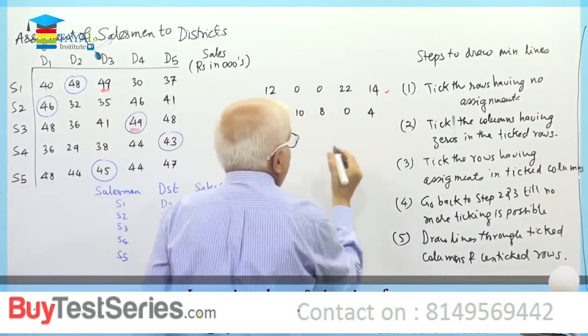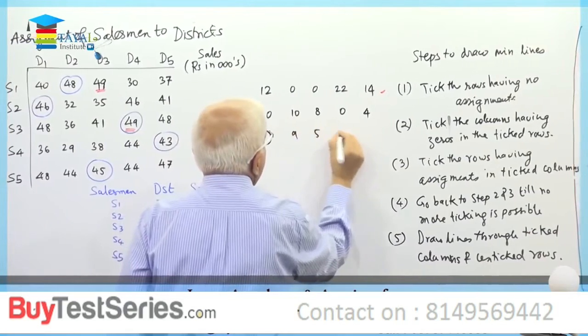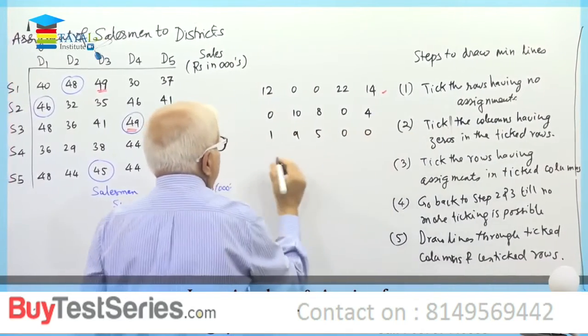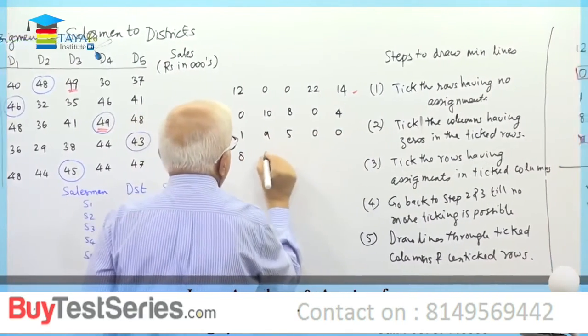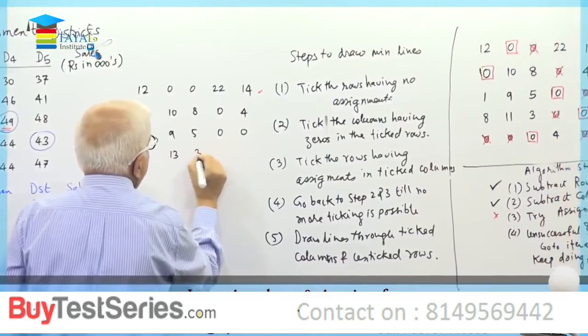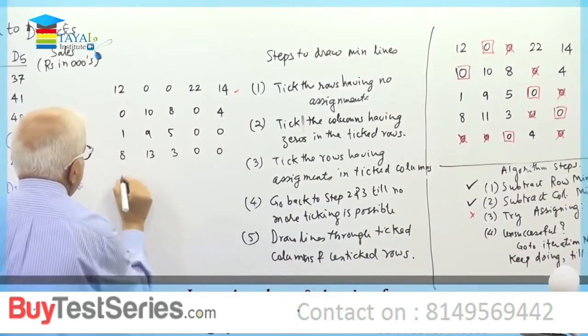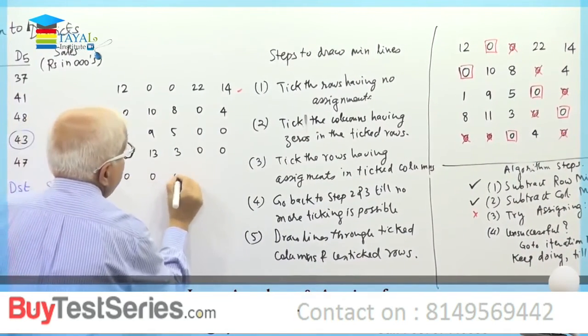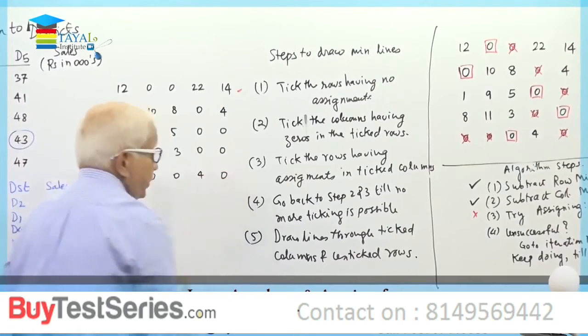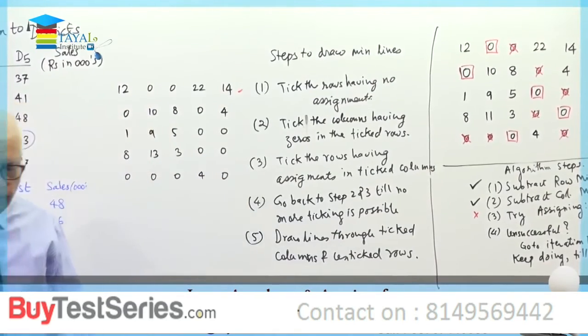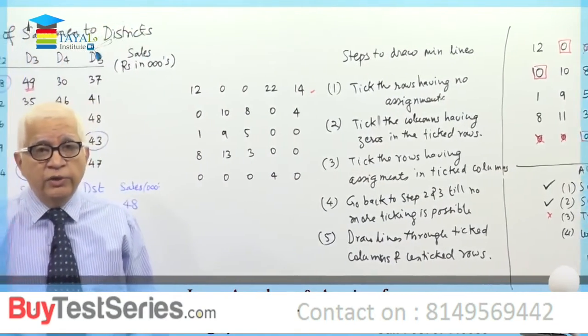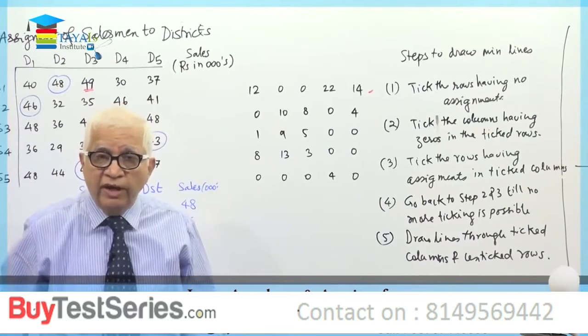Third row, 19500, 195. I am simply copying this matrix. I am not doing anything. All that has been already done. 8, 11, 3, 0, 0. Then 0, 0, 0, 4, 0. This was the matrix. When I made assignment, I started with this matrix and I successfully got 5 assignments.